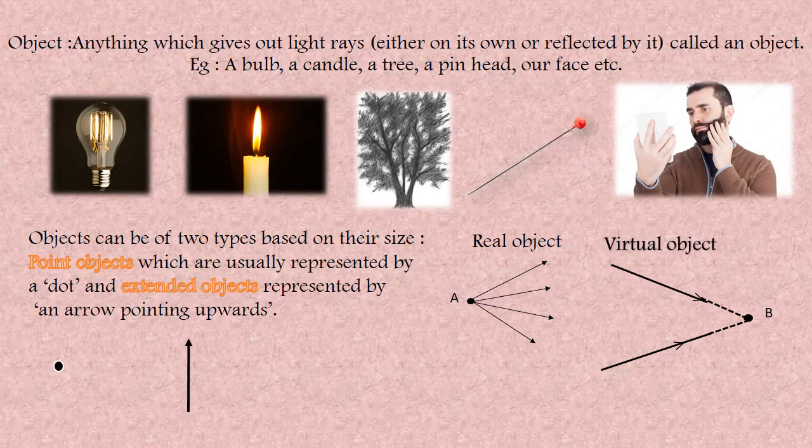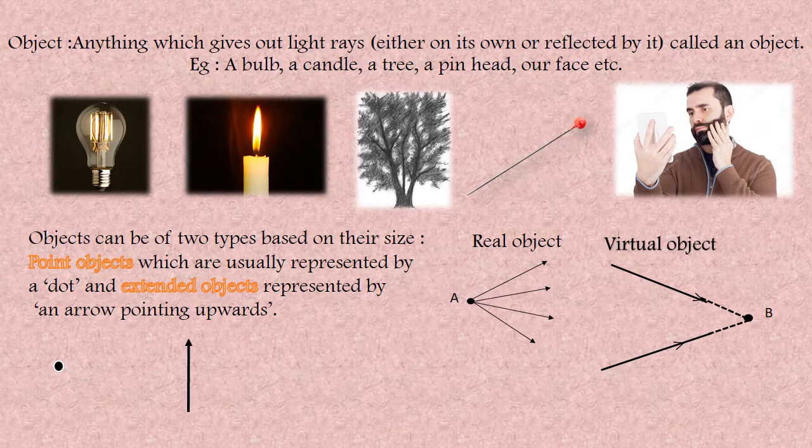In physics, an object is anything which gives out light rays, either on its own or reflected by it. For example, a bulb, a candle, a tree, a pinhead or our face, etc. Objects can be of two types based on their size. Point objects are very small objects like a pinhead, and are usually represented by a dot. And extended objects are represented by an arrow pointing upwards.